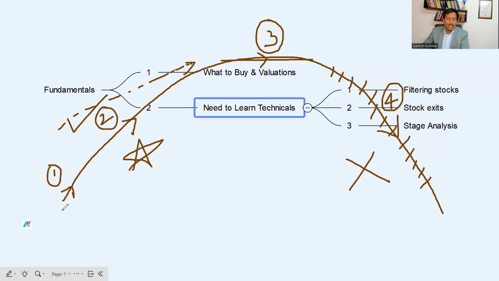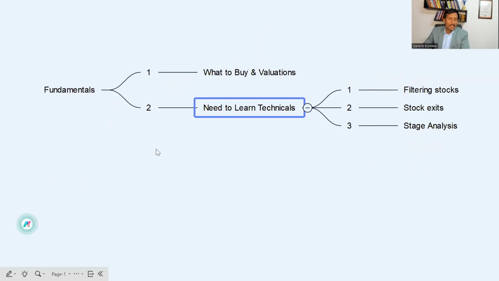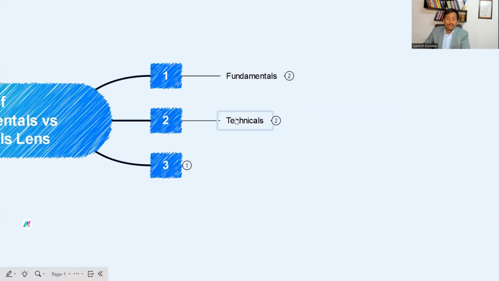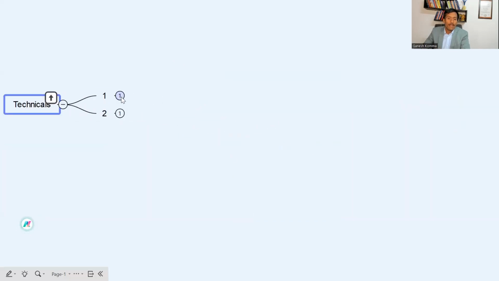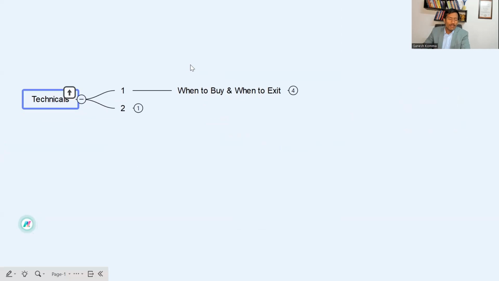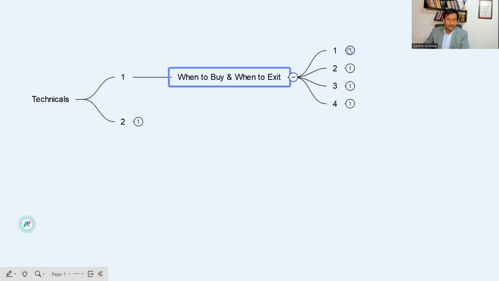And yes, on a chart you will be able to understand which stage the company is in. So if you're a fundamental investor, yes, you need to learn technicals to filter down the stocks, to know when to exit the stock, and to do stage analysis. Now, based on technicals, sir, I'm a technical analyst or I'm doing well in technicals. Yes, you will know when to buy and when to exit, right?